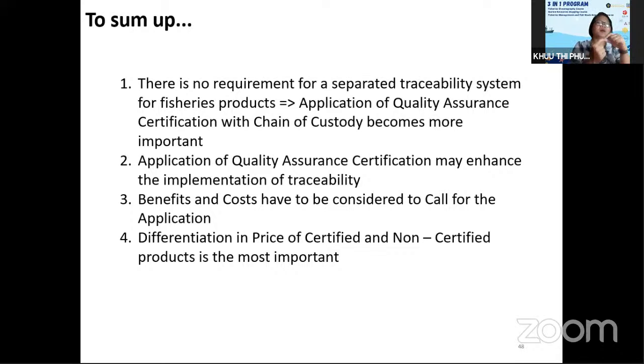For conclusions 3 and 4, my paper also proved that and was published this year as well. So if you want, I can share them with you.